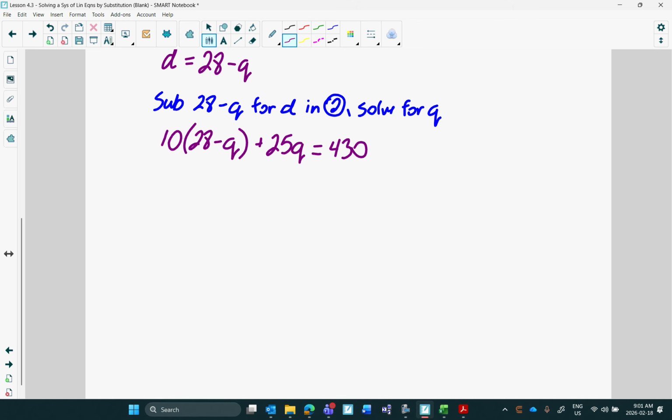Hey, now what? Yeah, multiply 10. So 10 times 28 is 280 minus 10Q plus 25Q is equal to 430. Next. Collect like terms, yes. Negative 10Q plus 25Q gives me 15Q.